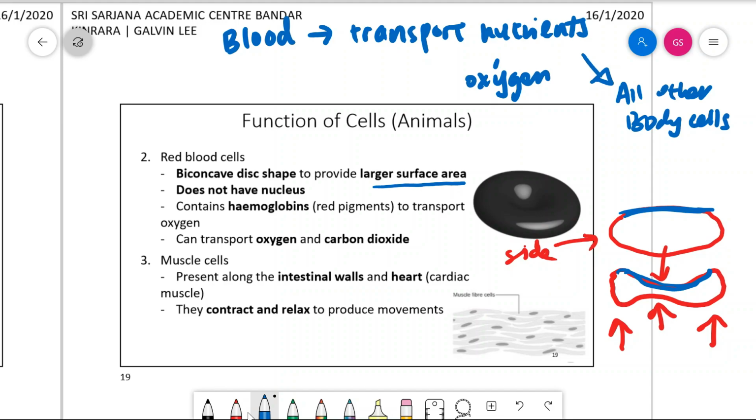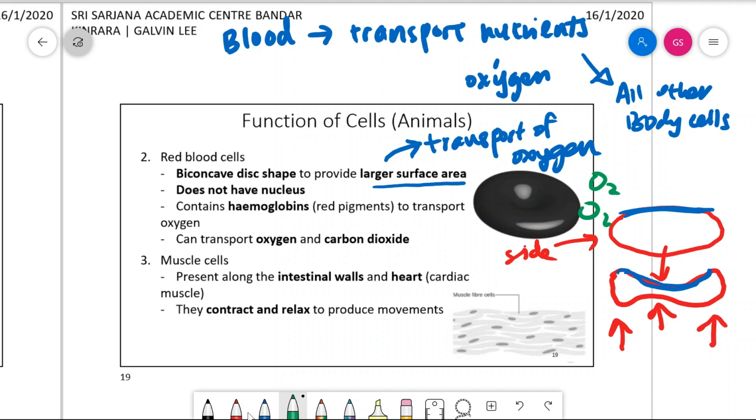Larger surface area. And what is this larger surface area important for? Key question in your exam. Larger surface area is important for the transport of oxygen. Because the oxygen here wants to go into the cell, right? They want to go into the cell. Okay, and they will go through where? It will enter through the cell surface.